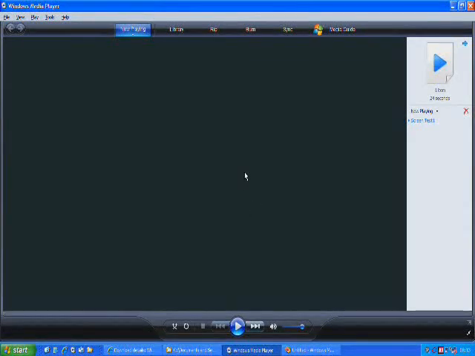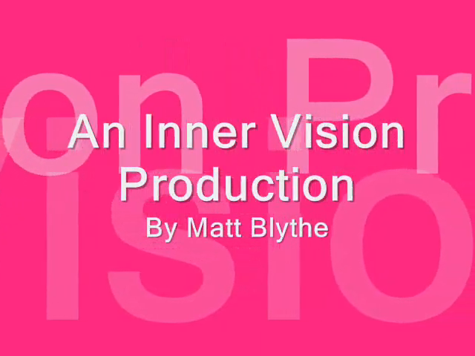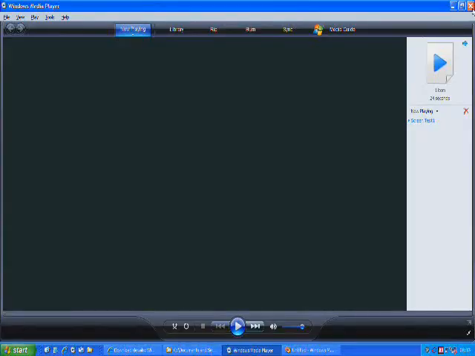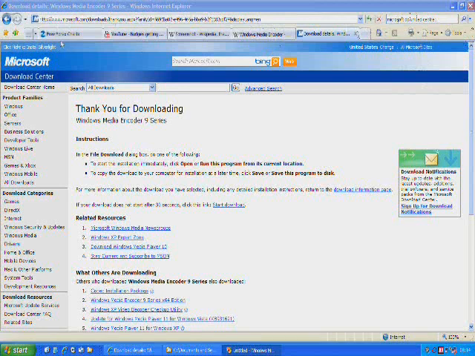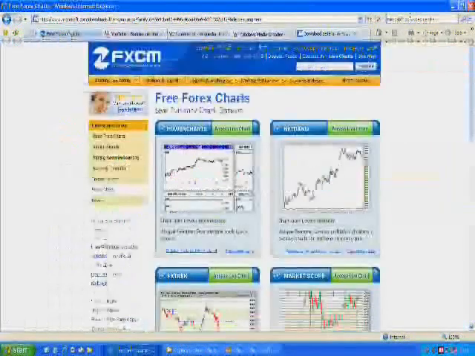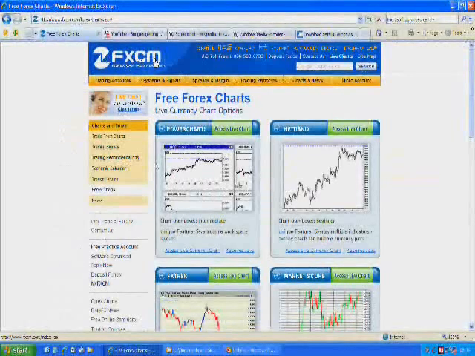Okay, what I'm doing now is a quick test run for Windows Media Encoder screen capture. And what I'm going to try and do is show you my FOREX chart. So I'll close Media Player. That's Internet Explorer. This is FXCM.